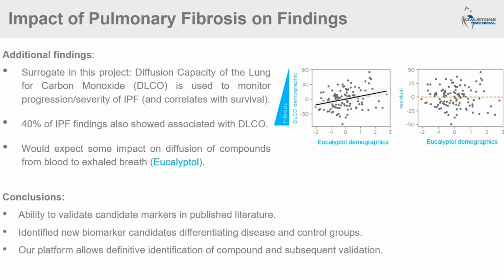In our study, we measured diffusion capacity of the lung for carbon monoxide to monitor the progression and severity of IPF. 40% of the IPF findings also showed association with DLCO. Eucalyptol, which was one of the 3 informative predictors of IPF status mentioned in the previous slide, was significantly positively associated with DLCO. These results imply that there may be some impact on diffusion of compounds from blood to exhaled breath. In this study, we were able to validate previously reported IPF biomarkers.